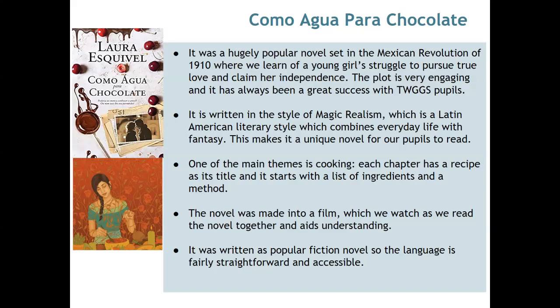The style is written in a Latin American style called magic realism, which kind of blends this idea of fantasy and reality. And what I think pupils find very attractive is the fact that the running theme throughout the novel is cooking. So each chapter has a recipe, how it's made, a list of ingredients. And also what I've always found has helped me deliver this novel is the fact that it was made into a film, and so what we tend to do is we will go through each chapter and then basically watch how the chapter is portrayed through the film, which pupils always find quite interesting.